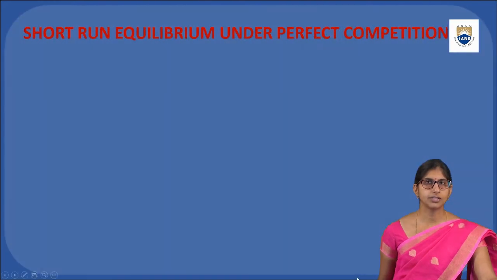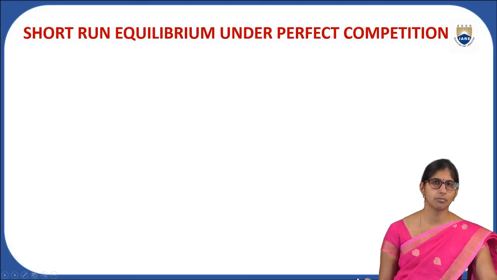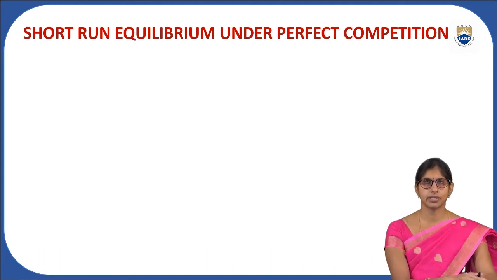And coming to this, we'll have unequal distribution of goods and income. Now, coming to the next one, we'll discuss what is short-run equilibrium under perfect competition.